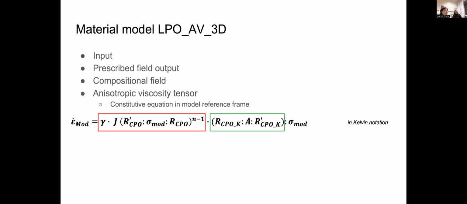So in the end, what is our anisotropic viscosity tensor? As you can see in this long equation, the inverse of the part in the red rectangle is the scalar viscosity, and the inverse of the equation in the green rectangle is the anisotropy tensor.